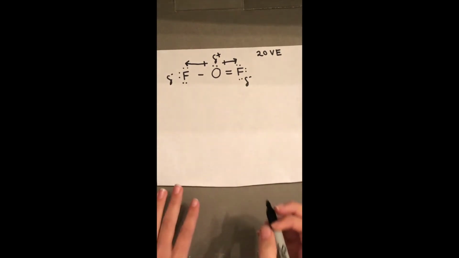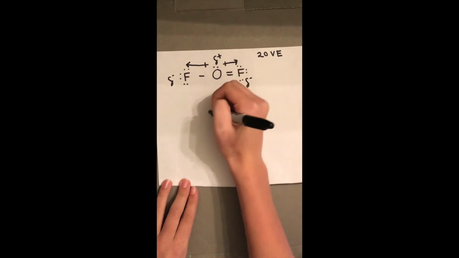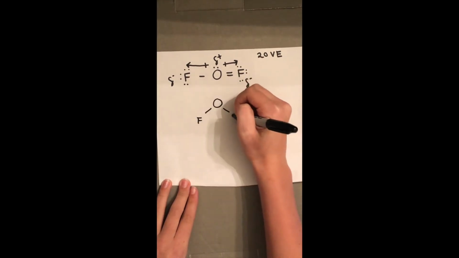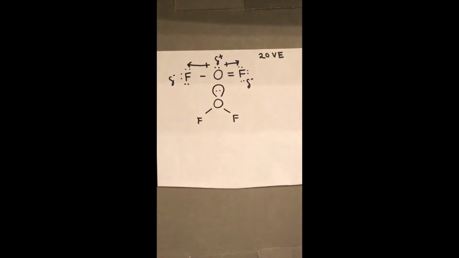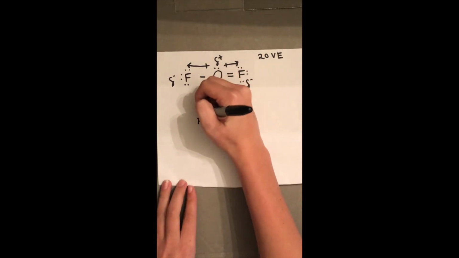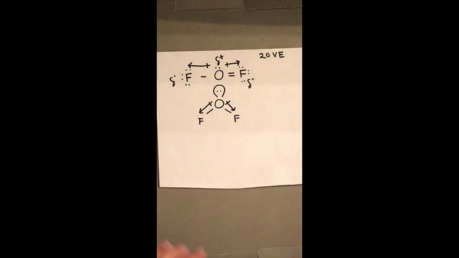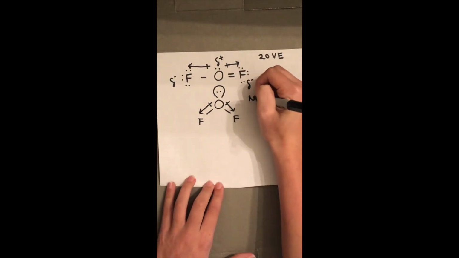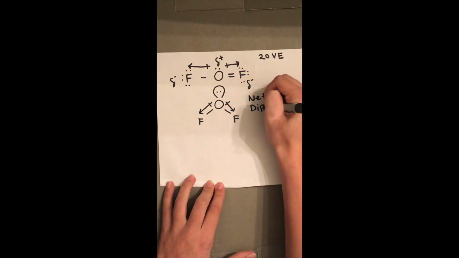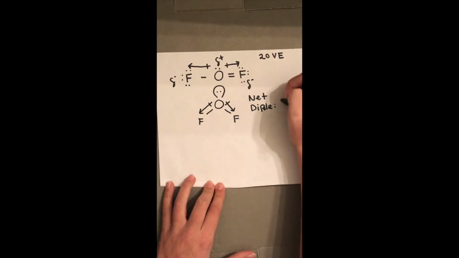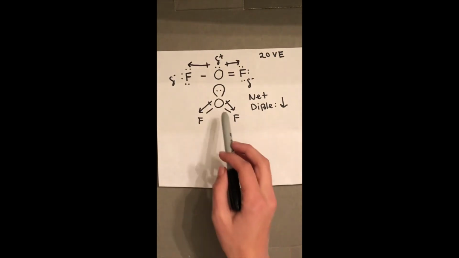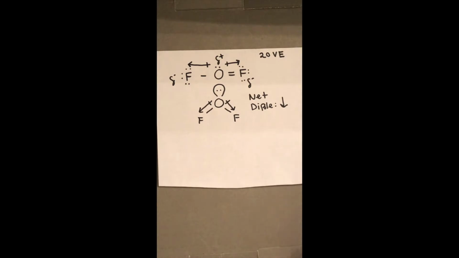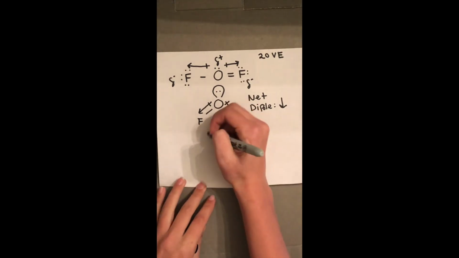So we are going to draw the molecular geometry. So you have O, F, and F. These are your 2 bonding, and then this is your non-bonding pair. The bond dipoles will still point towards fluorine. This creates a net dipole pointing down. Since the domains are not all the same, there are bonding and there's a non-bonding, this has to be polar.